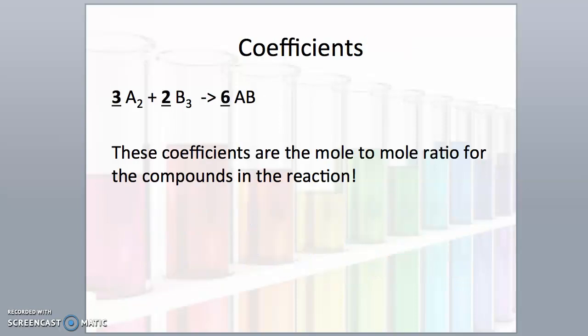A balanced equation shows us the mole-mole ratios between species within a chemical reaction. We will use these as conversion factors in calculations to convert moles of one species, like B3, into moles of another, like AB.